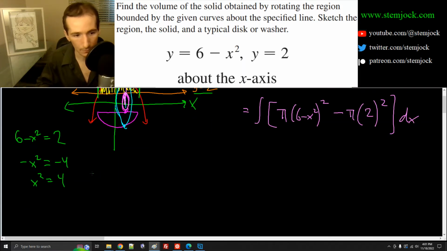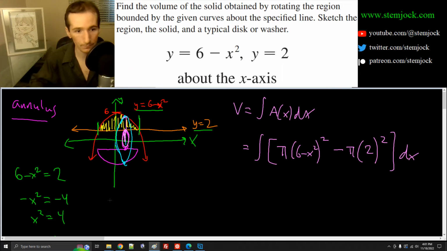And if I take the square root of both sides, I get x equals plus or minus 2. So the lowest value of x of this area of interest is negative 2, and the highest value of x is going to be positive 2. These are going to be my limits of integration here.